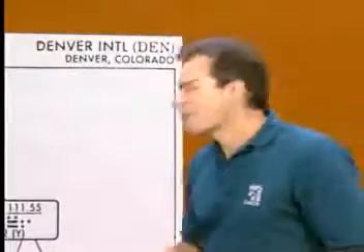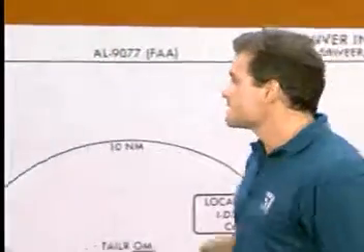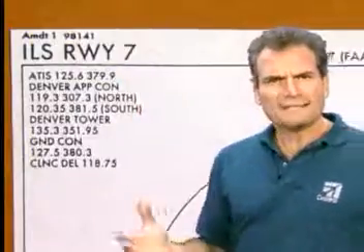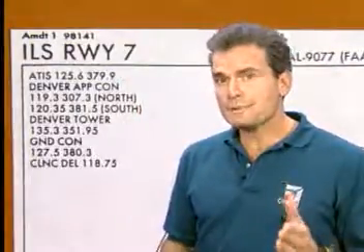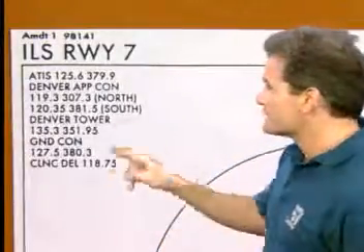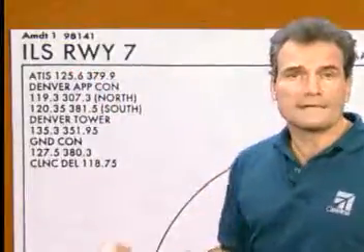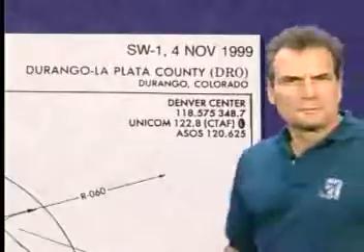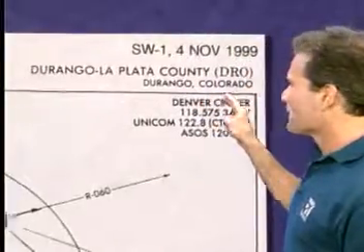Take a look at the name on this plate for the Denver International Airport. In this case, ILS Runway 7. So what's in a name? Well, for an instrument approach, the name's pretty darned important. Because of its name, you know that it's an ILS approach, which will line you up with Runway 7. Pretty simple. Well, now, buckaroos, let's take a gander at this here approach at Durango, Colorado.